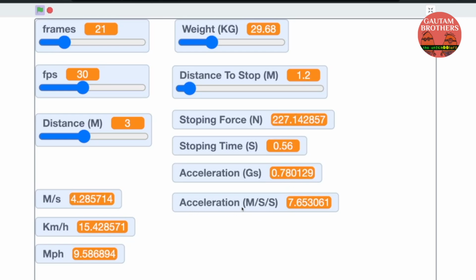And then there's acceleration, in meters per second squared. It basically means you're going at a speed, let's say 2 meters per second, and every second that changes: 2 meters per second, 4, 6, 8, 10 meters per second, and so on. And it was 7.65 meters per second squared. That means in every second, I accelerated 7.65 meters per second.